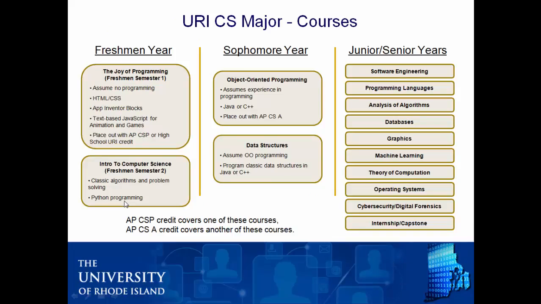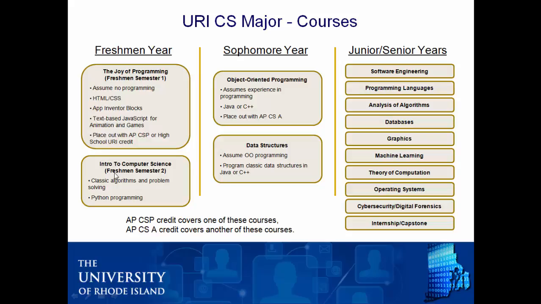So here's a look at a typical computer science major at the University of Rhode Island. First-year students, or freshmen, come in and they take 2 programming courses. Currently at URI, one is called The Joy of Programming, where you learn to do programming assuming you've never programmed before. If you have programmed before, you can place out of this course with AP Computer Science Principles credit or AP Computer Science A credit.